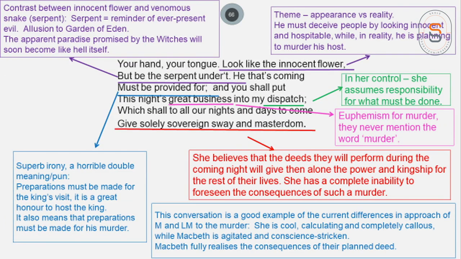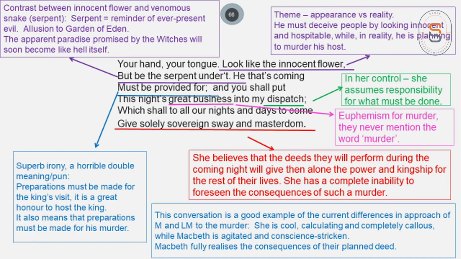Now here Lady Macbeth is talking to Macbeth, informing him about her plan to kill Duncan and instructing him not to reveal his feelings of doubt and fear with his facial expression. This is where she says, "Look like the innocent flower, but be the serpent under it." So the theme of appearance versus reality is very clear here, where she says he must deceive people by looking innocent and hospitable, while in reality he is planning to murder his host.